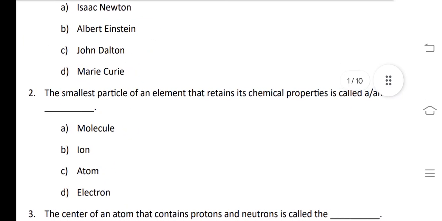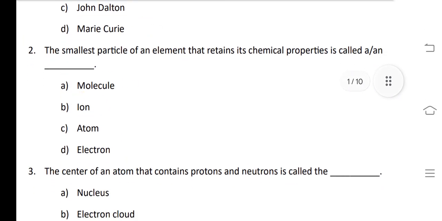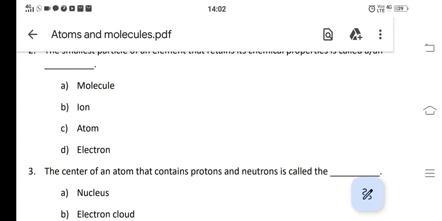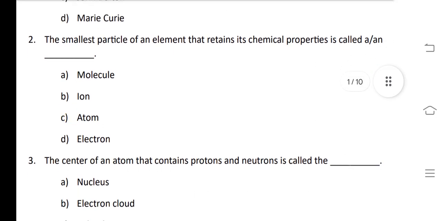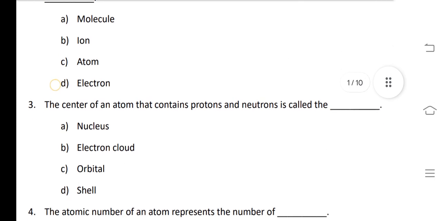Our next question: the smallest particle of an element that retains its chemical properties is called an atom. The main thing in this question is that it asks about the smallest particle of the element, that is an atom. If it is asked to find the smallest particle of any substance, then our answer will be molecule. So the correct answer is option number C.